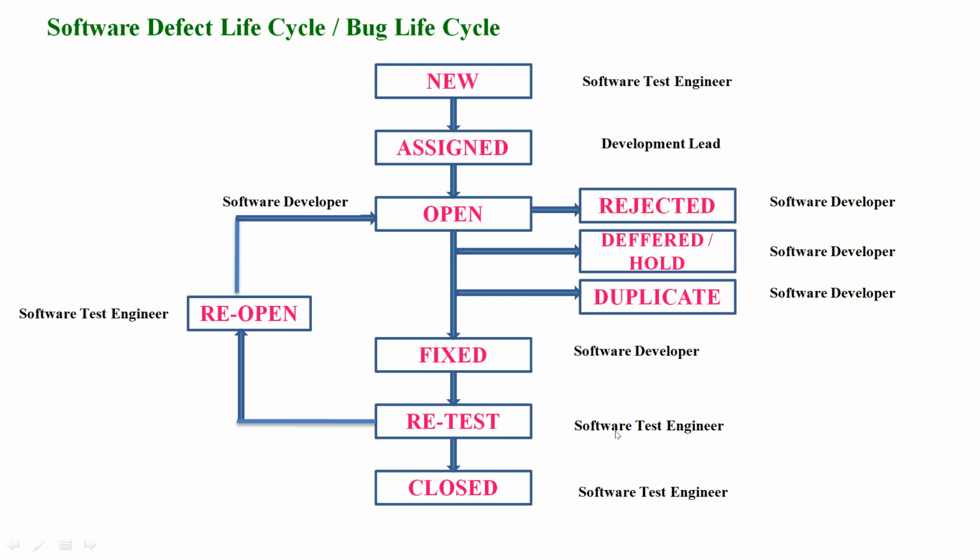Retest status will be assigned by the software test engineer. Sometimes the retest will be assigned by the software test lead also, but it's a mutual understanding. That's not an issue. And closed, the status is assigned by the software test engineer. Reopen status will be assigned by the software test engineer for the defect. Right? This is called the defect life cycle and bug life cycle.